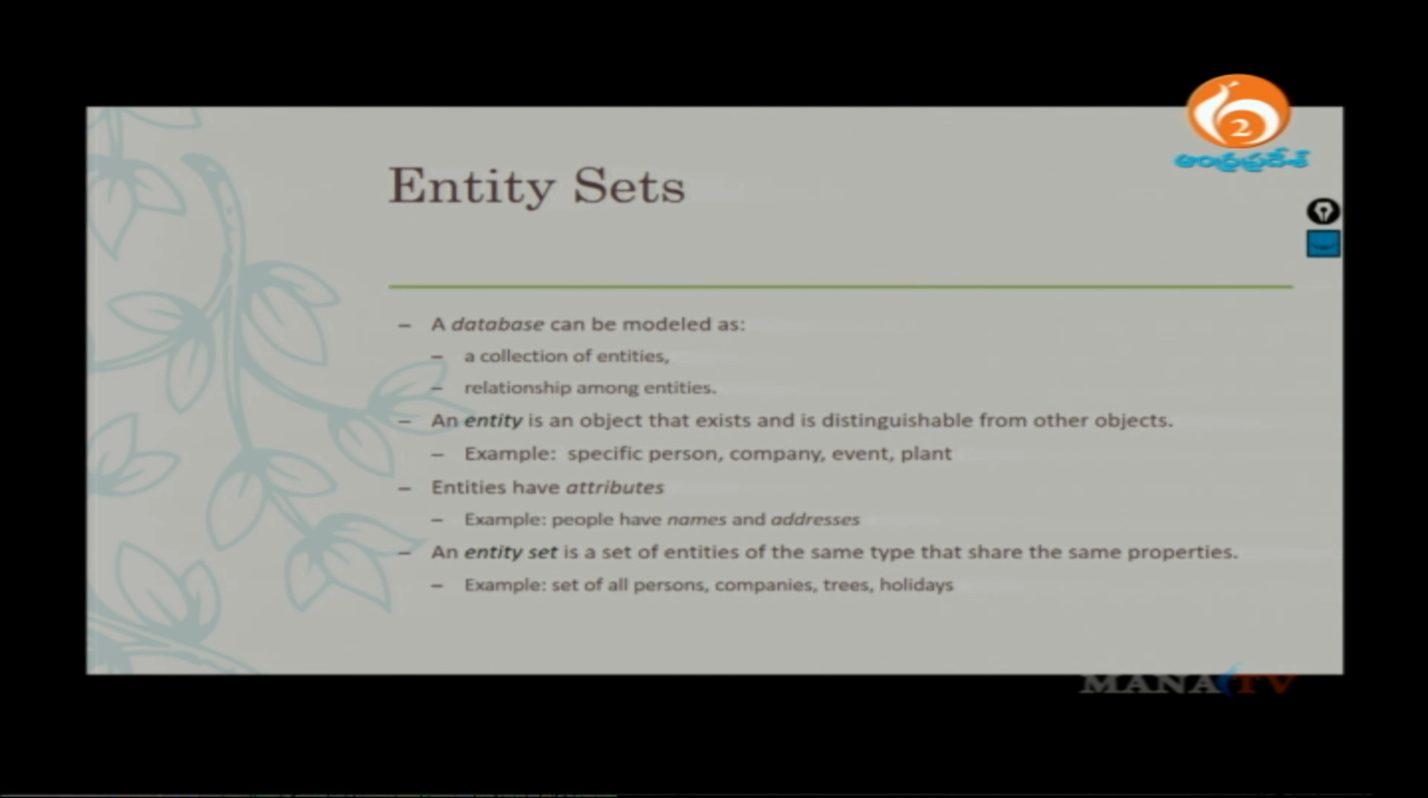An entity is basically something unique that has to exist at one particular place. Entities have different attributes, something like persons with different names and addresses, followed by entity set. Entity set is a group of entities gathered at one place. A group of persons, a group of plants, a group of holidays, a group of companies has to be at one particular place.